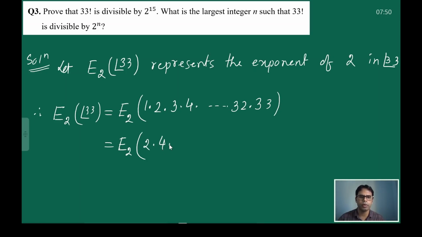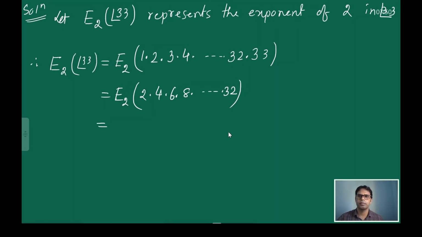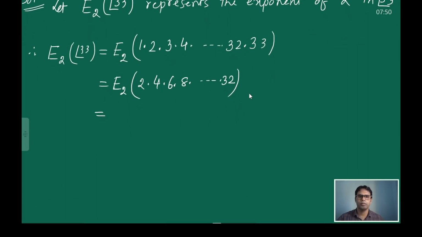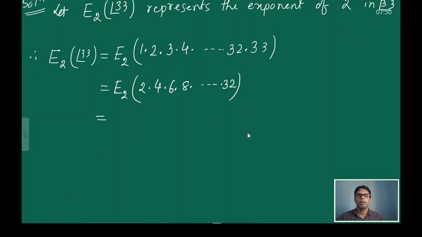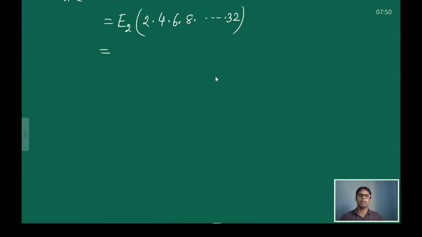What remains is 2, 4, 6, 8, those numbers where 2 is a factor, so the last term will be 32, not 33. In each of these factors, 2 can be written as 2 into 1, 4 as 2 into 2, 6 as 2 into 3 and so on, and the last one is 2 into 16. So how many 2's will come out from all of this? We get 16 twos, meaning 2 to the power 16 will be there.